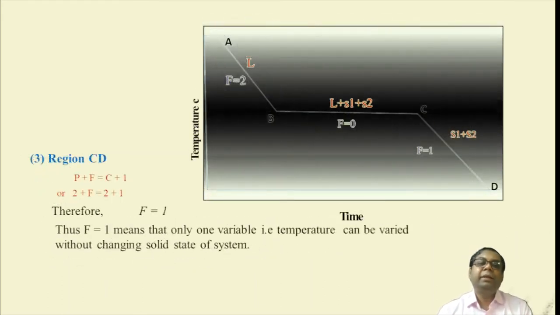And finally, the last stage, that is region CD, we get P plus F equal to C plus 1, with P equal to 2. Two different components, S1 and S2, are over here, and obviously C equal to 2. So we get F equal to 1 from the equation. It means that only one variable, that is temperature, can be varied without changing the solid state of the system.